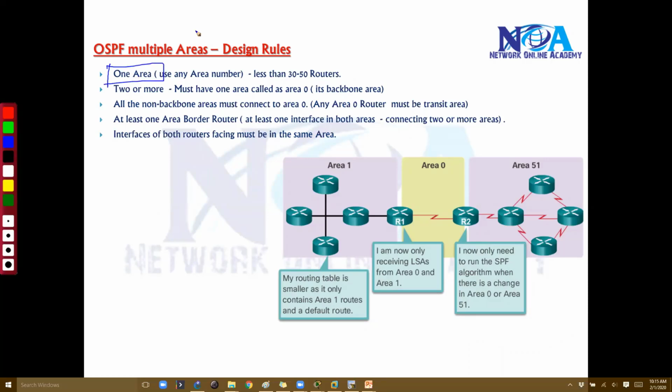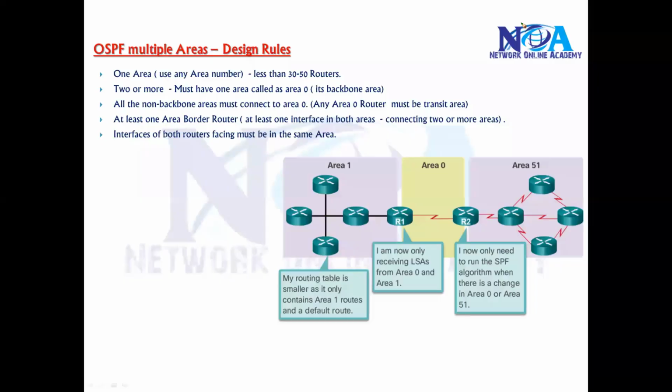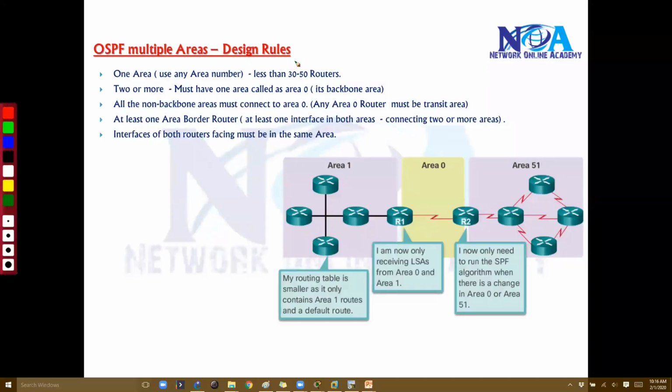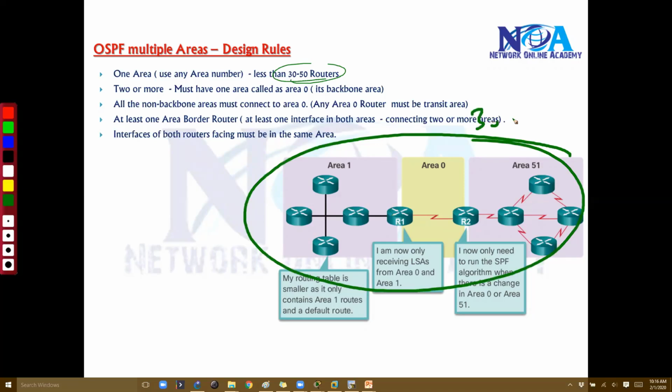So normally, in what scenarios can we go with one area? If you have 30 to 50 routers, that's the number Cisco recommends. Let's say you have 30 to 50 routers and each router has 3 to 4 interfaces, so roughly around 100 networks. So you can go with one area. Any number less than 30 to 50 routers, we can go with a single area where you just make all the routers one single area, let's say 30 plus routers.